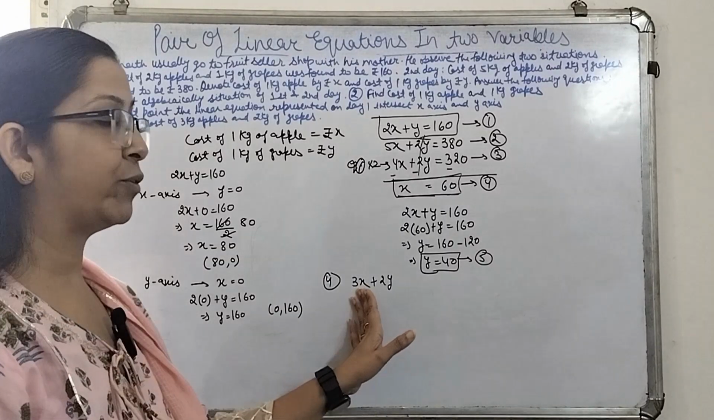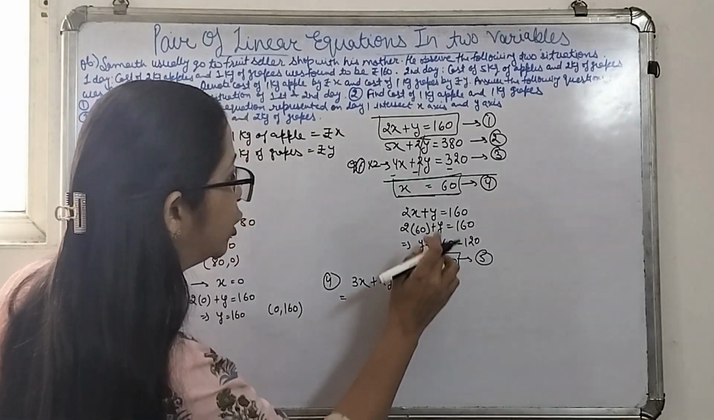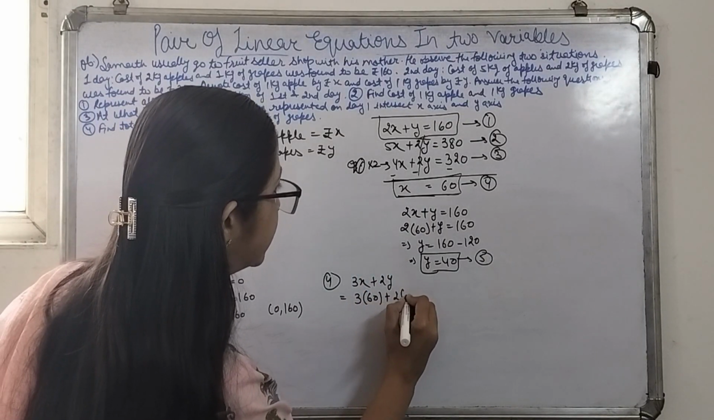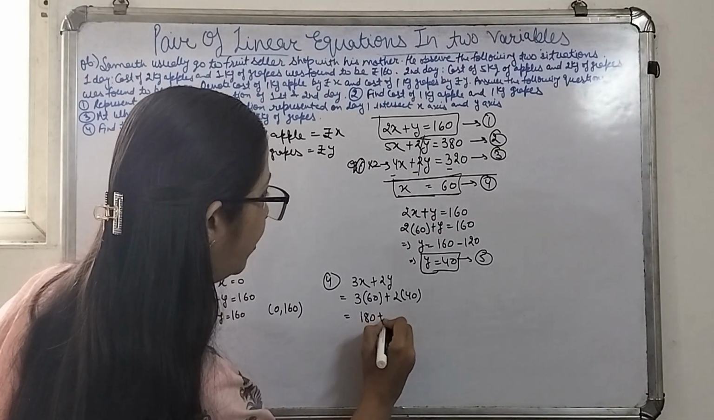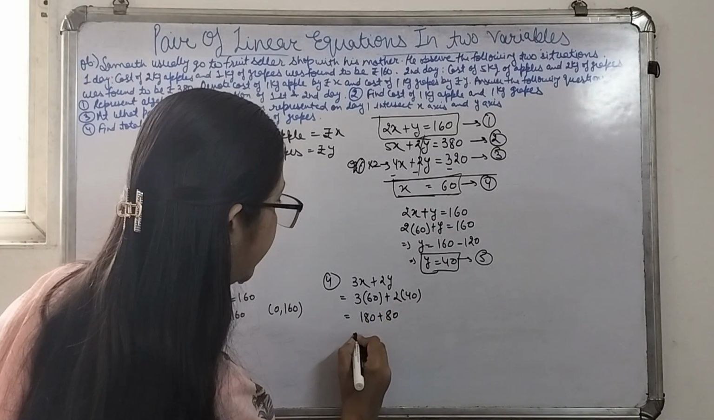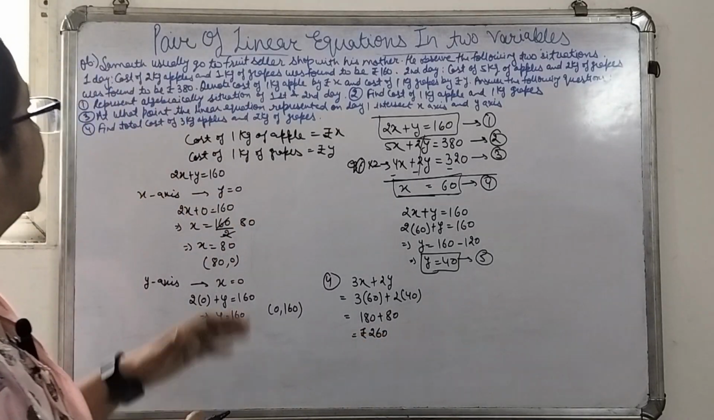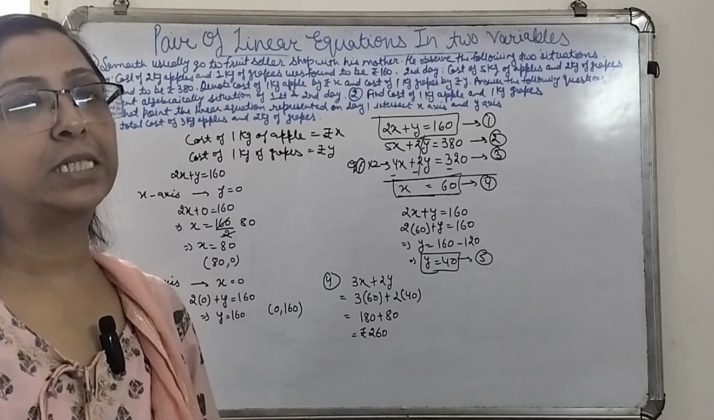Cost of 3 kilogram of apples and 2 kilogram of grapes. So it will be value of x, we know it is 60, and value of y, we know it is 40. So 3 6s are 18, 180 plus 4 2s are 8. It will be 260 rupees. So cost of 3 kilogram apple and 2 kilogram of grapes will be 260 rupees.